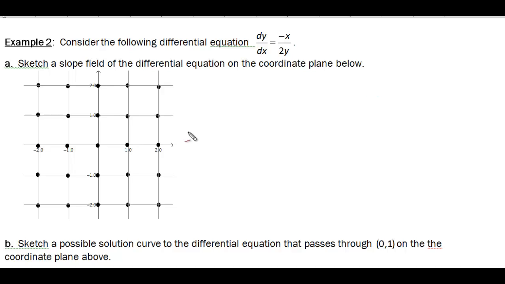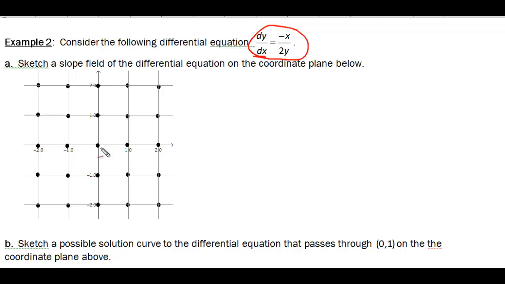So here, consider this differential equation. dy dx is negative x over 2y. Sketch a slope field of the differential equation on the coordinate plane below. So we've got all these points, and we're just going to plug them in. So for example, here, 0, 0.